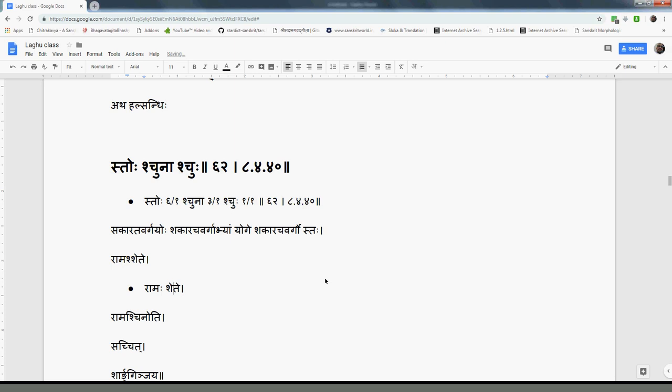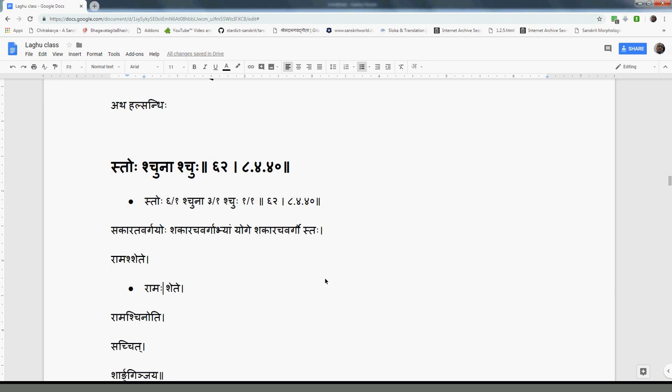So the sandhi here is between Ramaha and Shete. When you write this, then visarga is there. But really the pada is Ram; sandhi-wise, if you start looking at it, the visarga is not really born then. So what is it? It is Rama plus Su. Here Rama plus Su becomes Ramas.